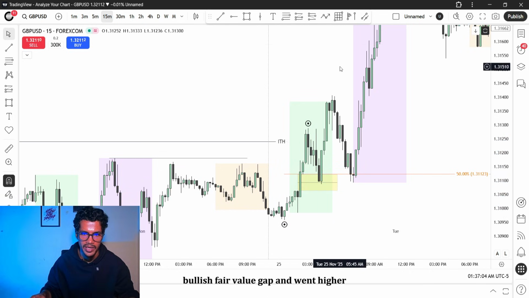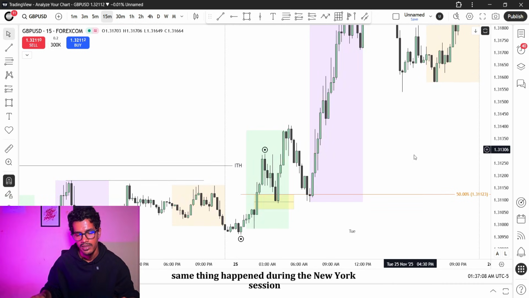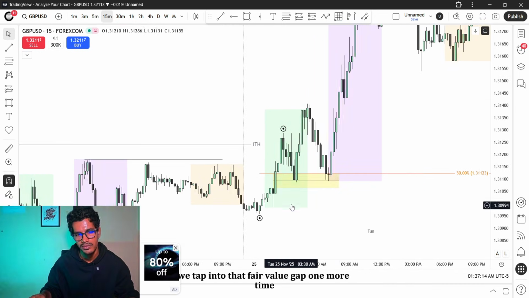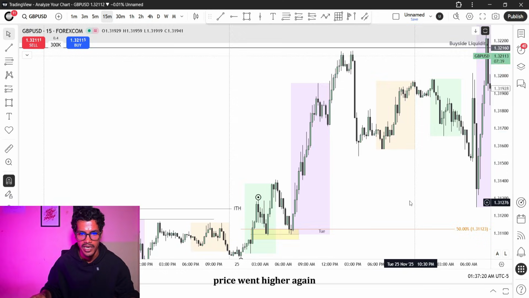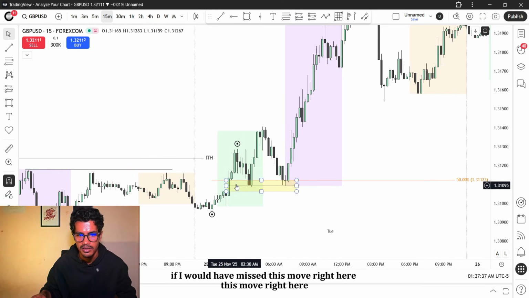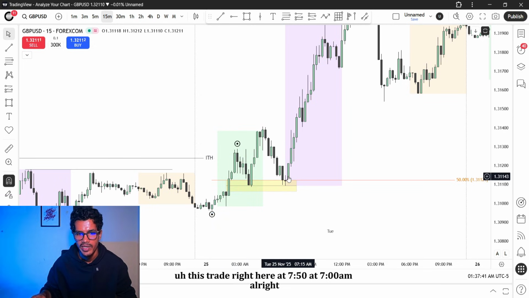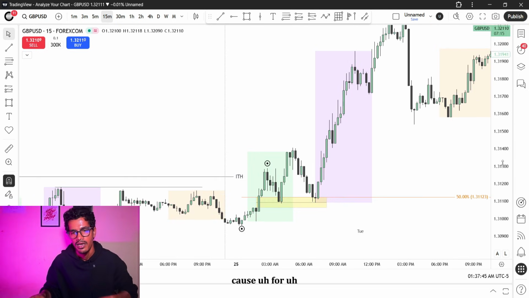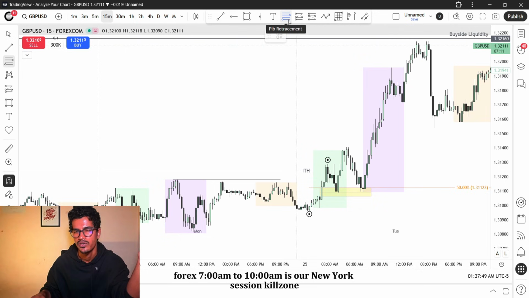and went higher. Same thing happened during the New York session. We tapped into that fair value gap one more time, and you could see price went higher again. If I would have missed this move right here, I would have taken this trade right here at 7:50 at 7 a.m. All right, because for Forex 7 a.m. to 10 a.m. is our New York session candle zone.